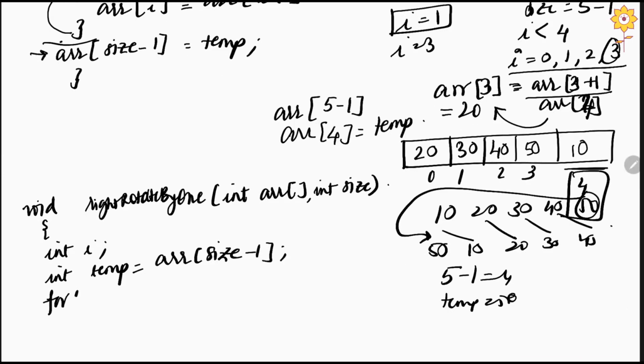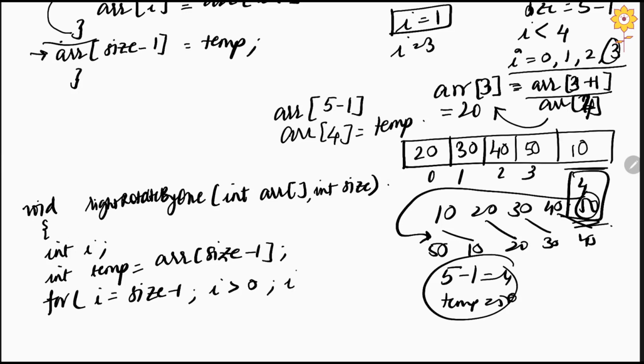So for i equal to 0, should it start with 0? No, right. So we will start from which position? You can write it with 0 also, but then the logic will change. So what are we starting i with? i's initial value is size minus 1. What is size minus 1? 4, which is the last element in the array, yes. And i should be greater than 0 and we are doing i minus minus, right.